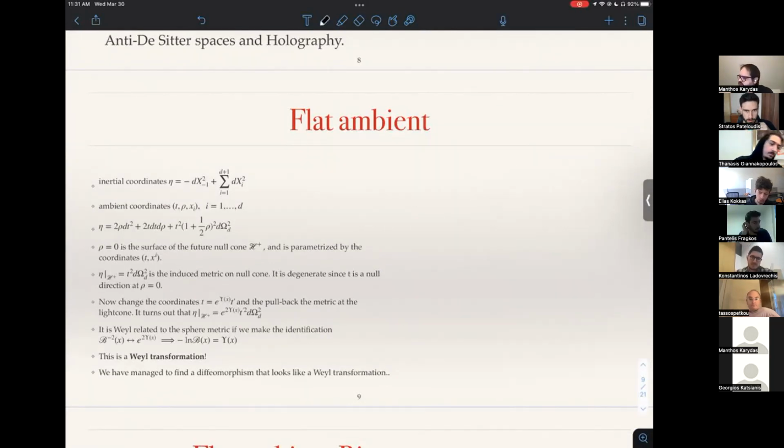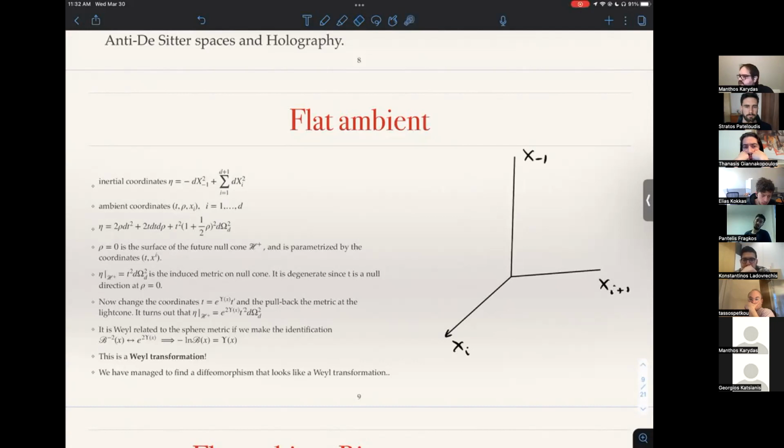As we said, we started with flat coordinates. This will be the time-like direction, x^{-1}, and this will be the space-like direction, x^i, and there are D of them. And I wanted to go now to the ambient coordinates and see what they mean in the usual inertial coordinates that we have, so we can have a picture.